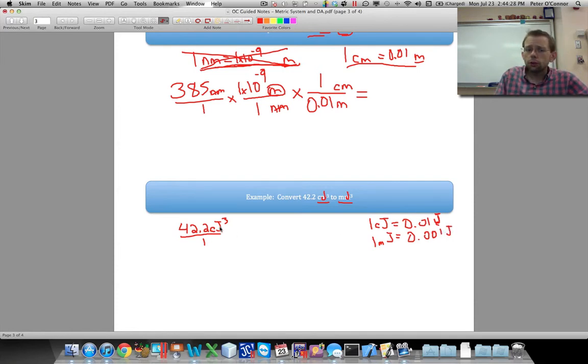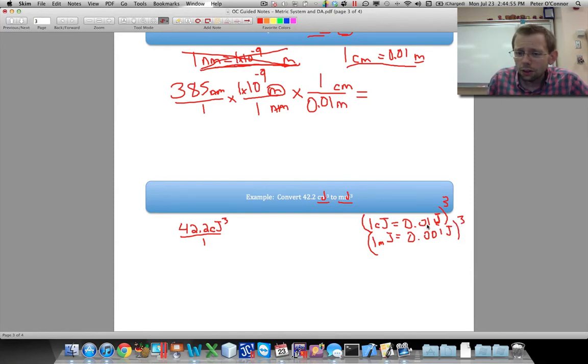But wait, these are cubes. These aren't cubes. Remember, those were base conversions. But what happens if there are cubes and squares? It's real easy. If you have a cube or a square or a 4th, 5th, 20th power, take this conversion and cube it. Take this conversion and cube it. And everything else is the same.